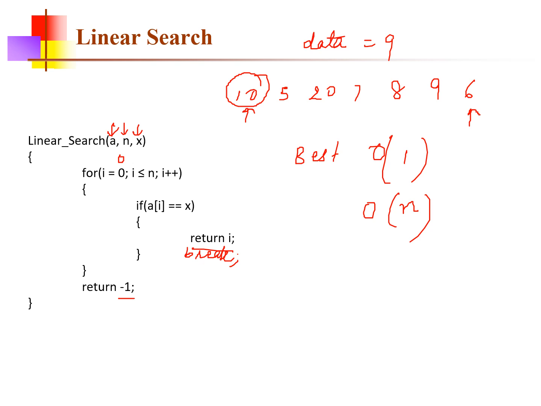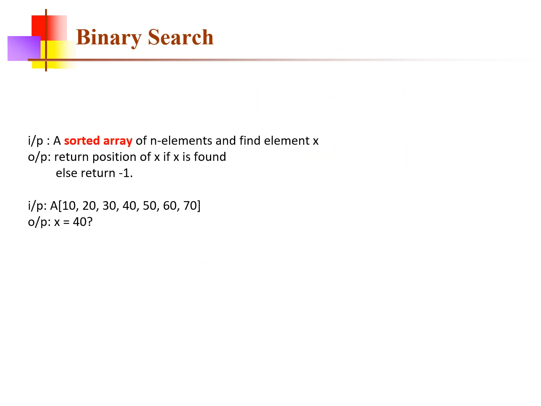Now I just want to move to binary search. In the case of linear search, the elements present in the array were not sorted. Sorted means they were not in an ordered manner. But if you talk about binary search, in that case, the array elements should be in sorted order, either ascending or descending. Then if you want to find an element, it will find the element and return its position, or it will return -1 if it is not found in the array.